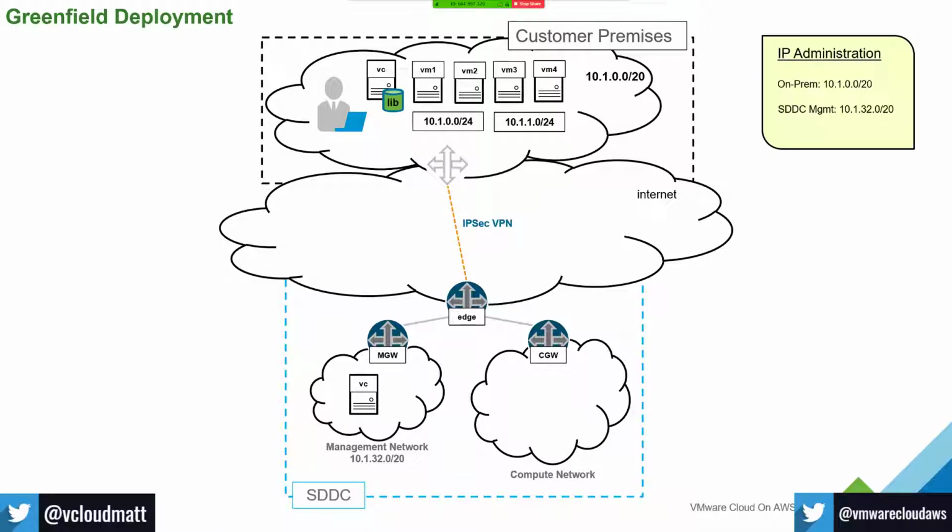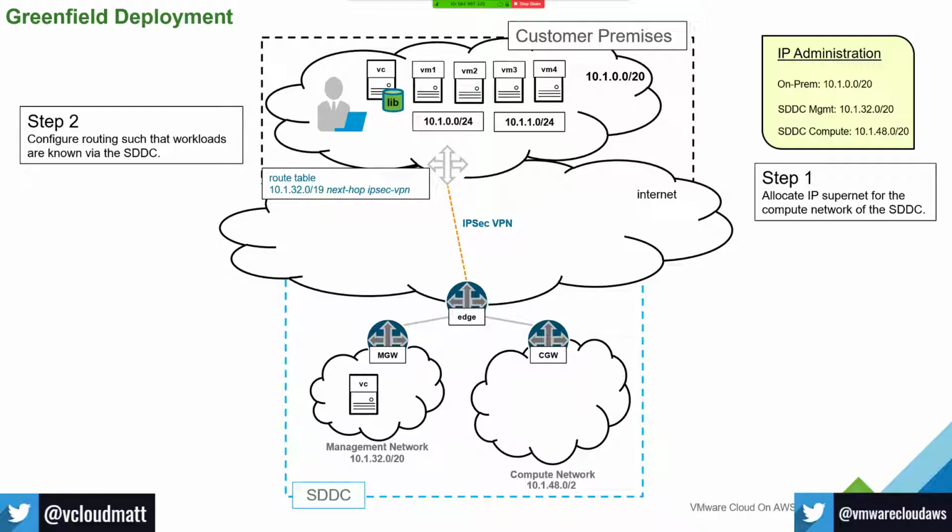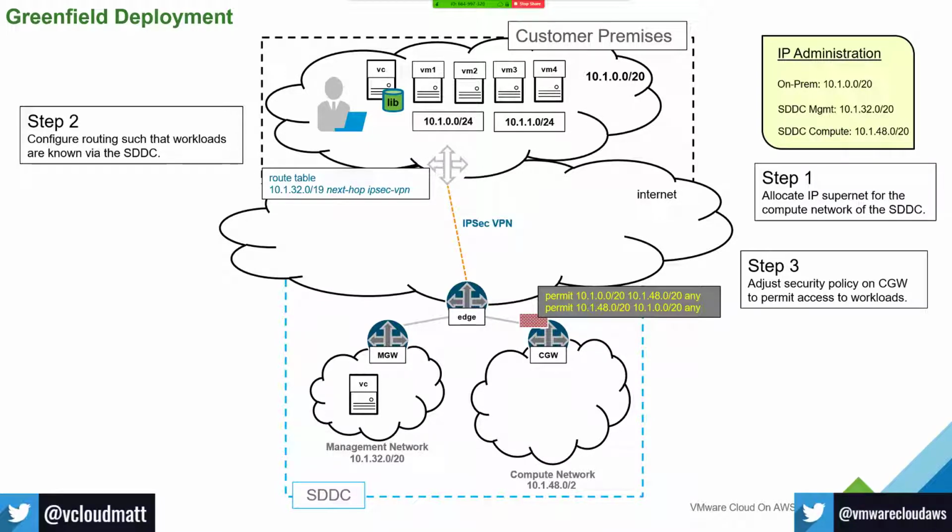Actually, this looks like an NSX-T topology, because in the middle we have what we would call a tier 0 edge, and then we'd have two T1s beyond it. So really all you need to do to get this running is to set an allocated IP supernet for the compute network and your management network, configure the routing on your side so they're known to the SDDC, and adjust your security policy on the CGW.